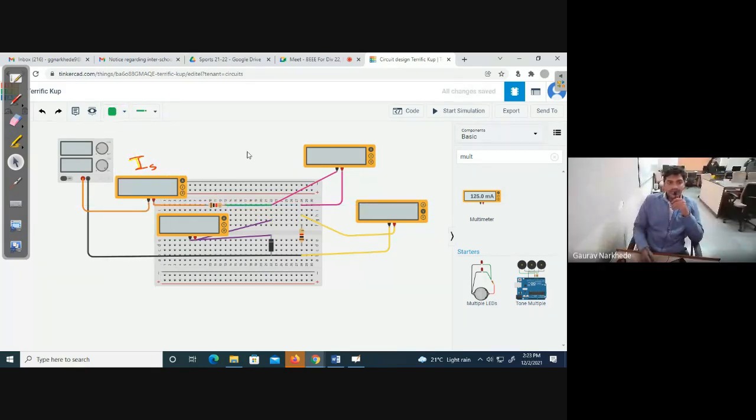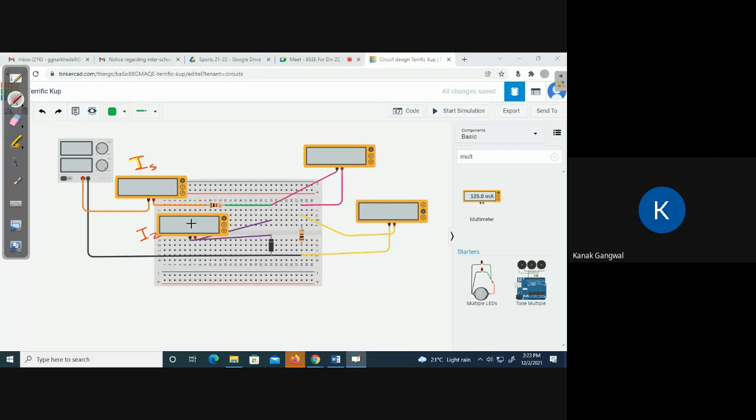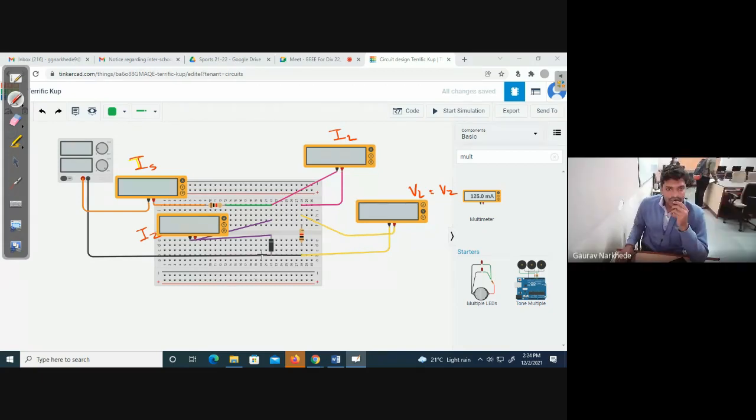Okay, so this is measuring IS, right? This is measuring IZ. This is measuring IL. This IL is measuring VL. That is equal to VZ. Correct? Yes, sir. Okay. Now let us check.